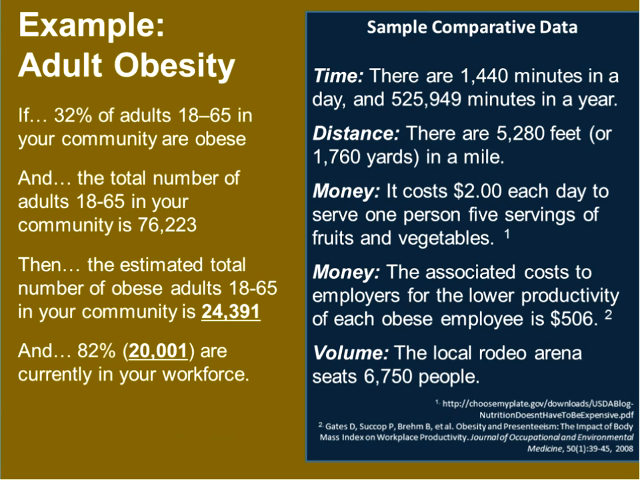In this example, we're going to start with some sample local data. It's on the green side on the left. Let me read it. If 32% of adults 18 to 65 in your community are obese, and the total number of adults 18 to 65 in your community is 76,223, then the estimated total number of obese adults 18 to 65 in your community is 24,391. And 82% of that obese population are currently in your workforce.